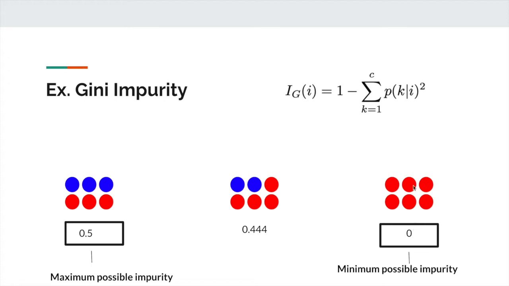And just note that Gini impurity can also be extended to problems where there are more than two classes, right? In these examples, we only had blue and red balls, but this could just as easily have been applied to whatever the number of classes are. If C was like 3 or 1,000 or whatever, the same formula can be applied.